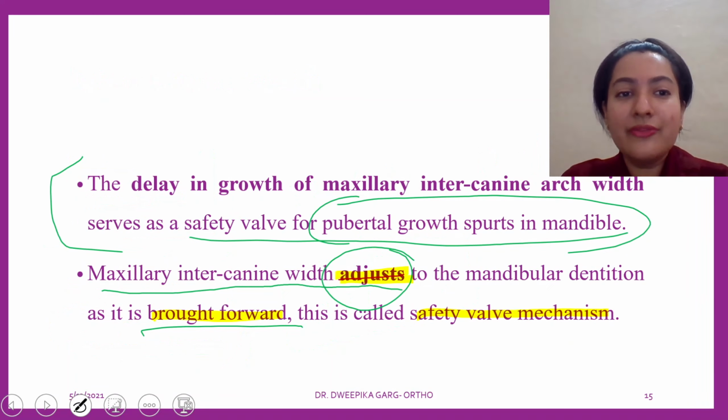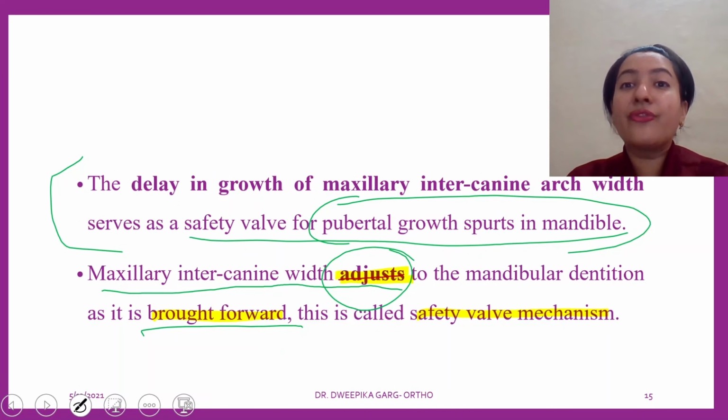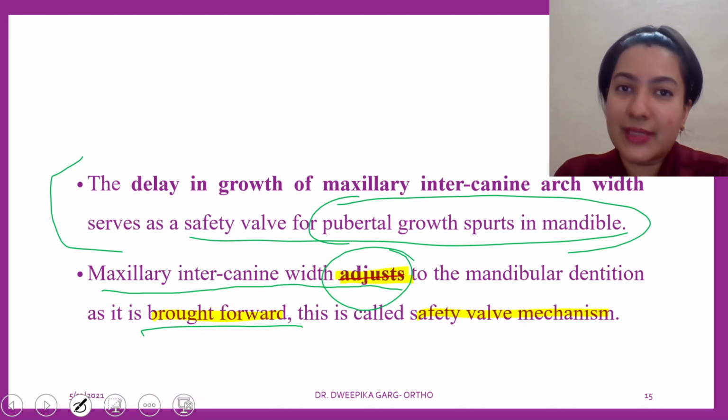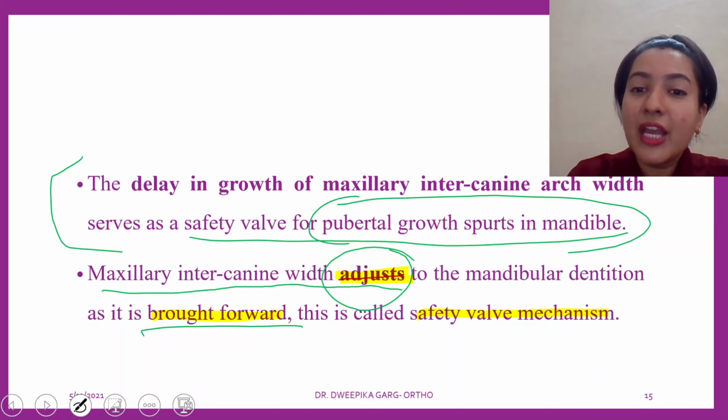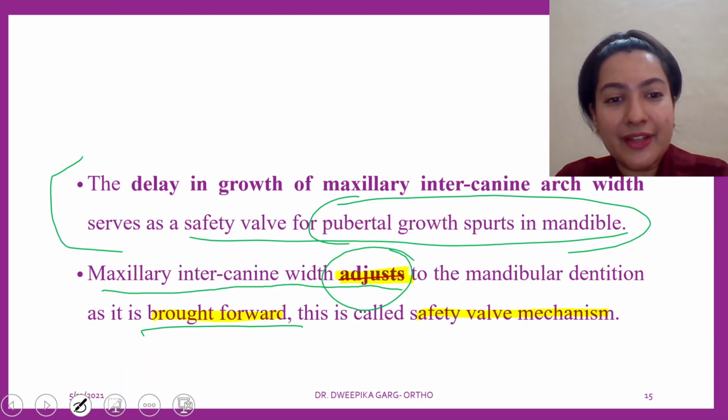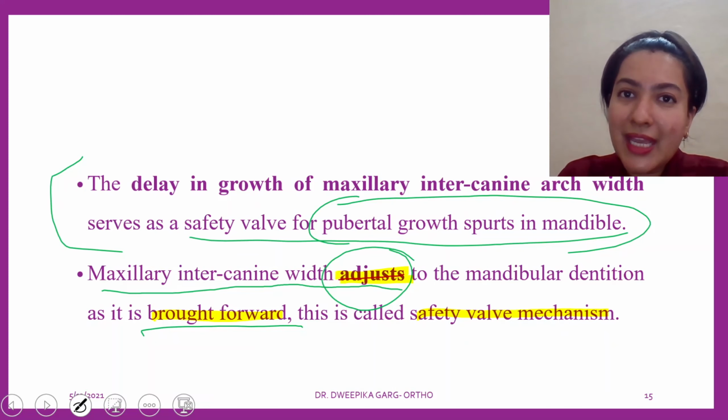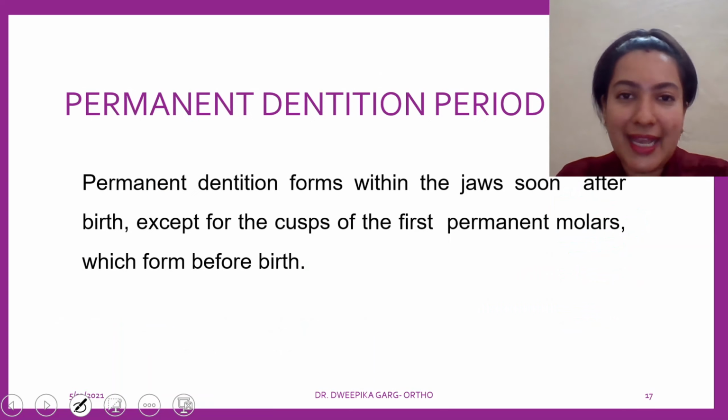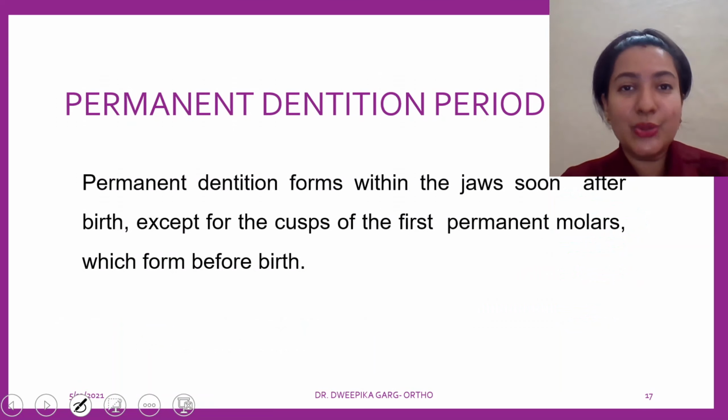What is safety valve? The delay in the growth of maxillary intercanine arch width serves as safety valve for pubertal growth spurts in the mandible. Okay, so basically my maxillary intercanine width will adjust to the mandibular dentition as it is brought forward. And this is called safety valve mechanism. So I hope this is clear to you people.